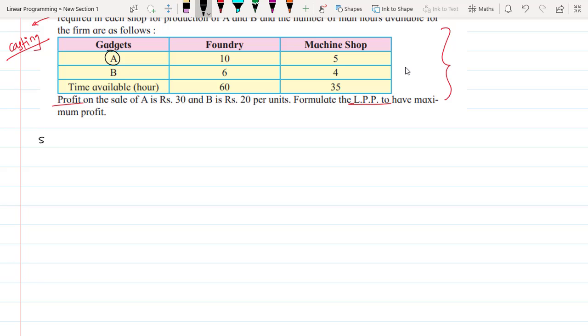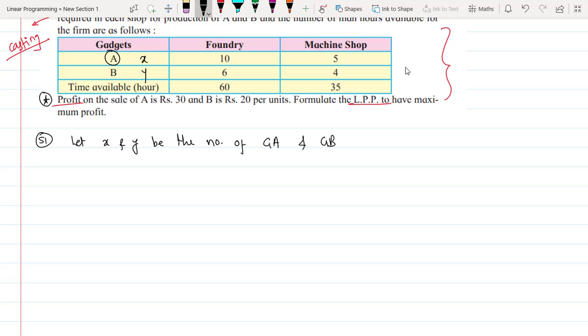So what is our first step? Step number 1 is to identify the x and y variables. Let x and y be the number of decision variables, the number of gadgets A and gadget B. I have already told you that the decision variables can be found in the last sentence, where the profit for the objective function is given on gadgets A and B. So let x and y be the number of gadgets A and gadget B. Then we can directly write x and y.